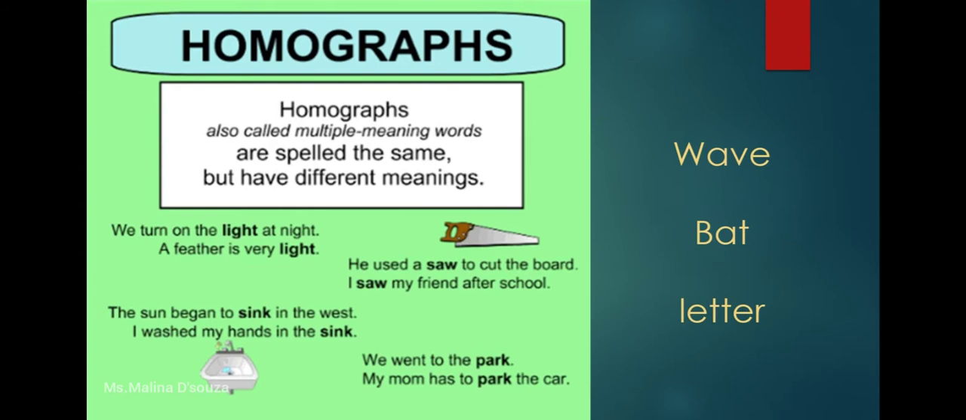We went to the park, so we talk about a place. My mom has to park the car. Now, more examples. Wave, the wave of an ocean. The second wave, when you wave at a friend, we are standing far from a friend, so from a distance we say hi to our friend. What do we do? We wave at our friend. Bat is the bat that you play with, or bat could be the creature that flies. Letter could be the alphabets, or it could be the letter that you write to someone. So the word letter, bat, wave, saw, sink, park, light, they are all homographs.